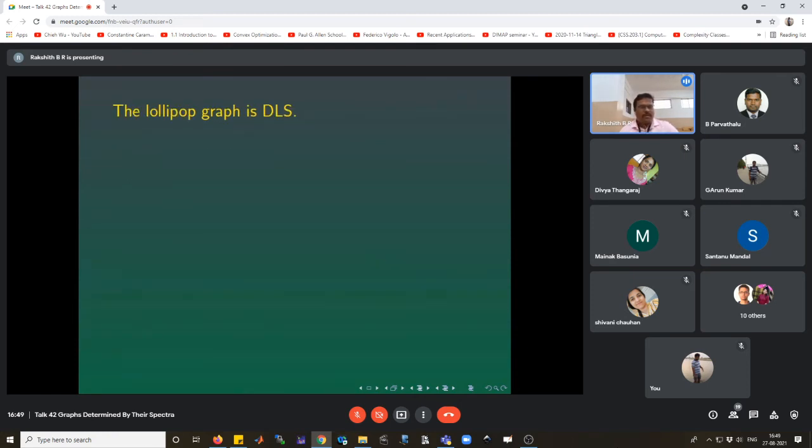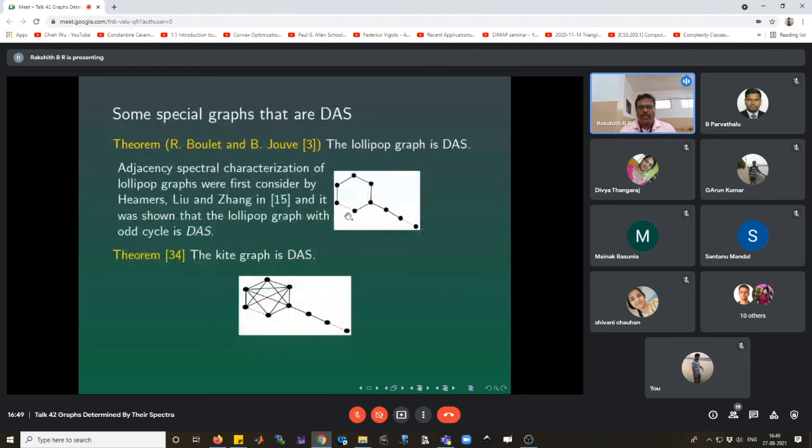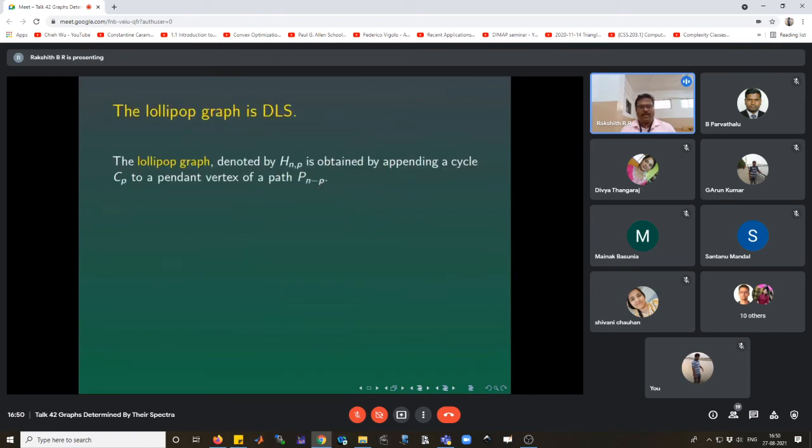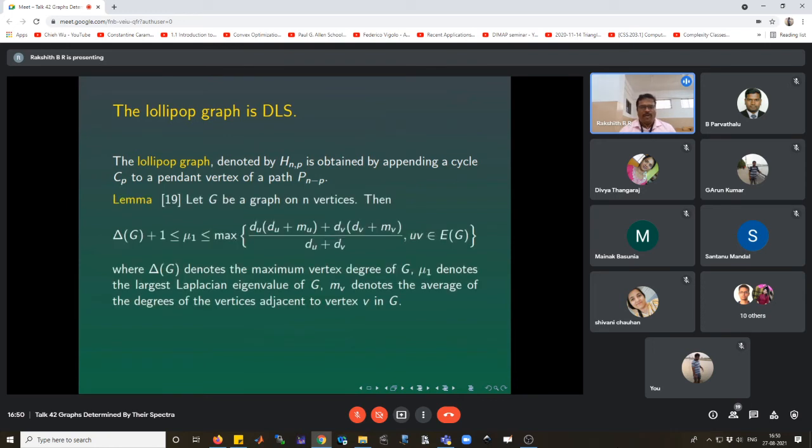Now I would like to go through the proof of why the lollipop graph is determined by the Laplacian spectrum. The lollipop graph is obtained by joining a vertex of a cycle Cn to the end vertex of a path. This is how it looks. So why is this lollipop graph determined by the Laplacian spectrum? That's our main aim here.